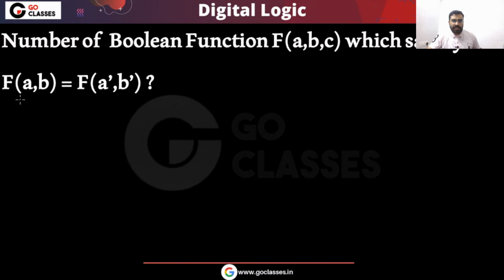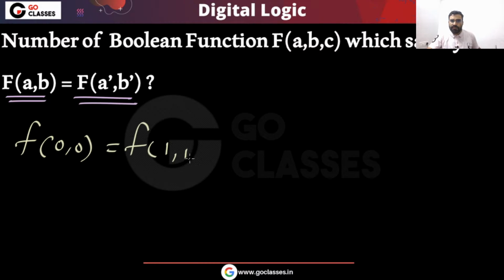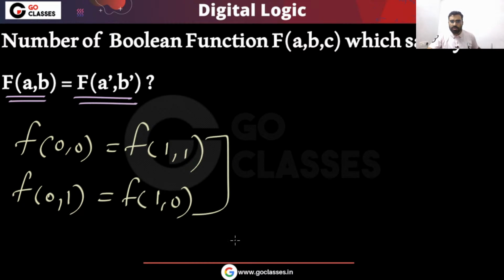The question is saying that f(a,b) is equal to f(a bar, b bar). Again, this is a very easy question. What this question is saying is that f(0,0) should be the same as f(1,1), and f(0,1) should be the same as f(1,0). Correct? So this should happen, because f(a,b) should be the same as f(a bar, b bar).